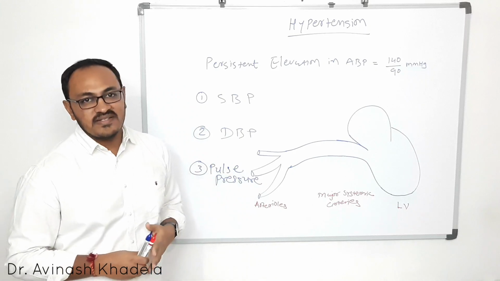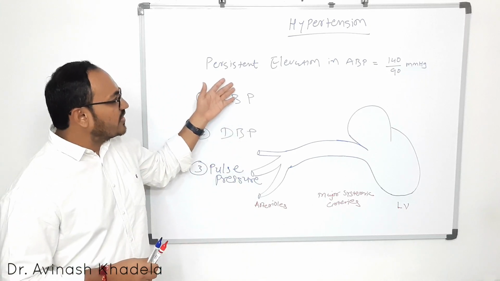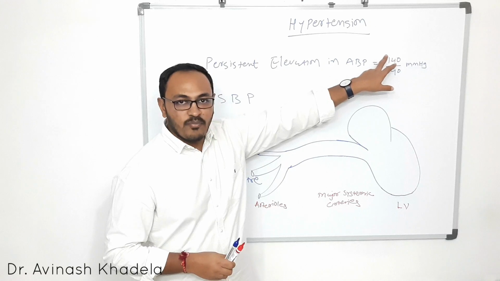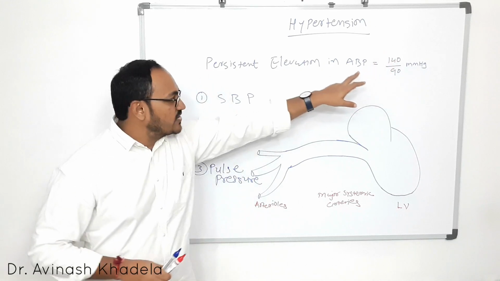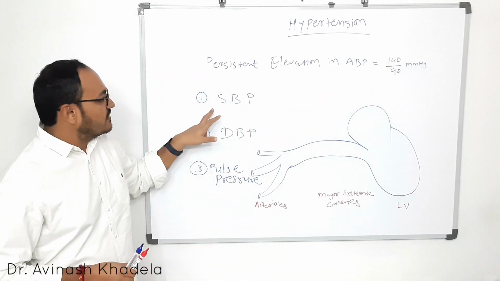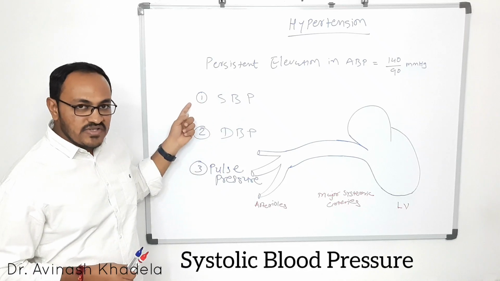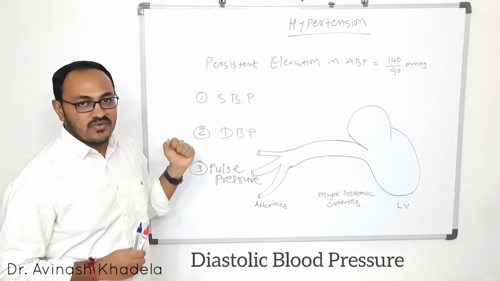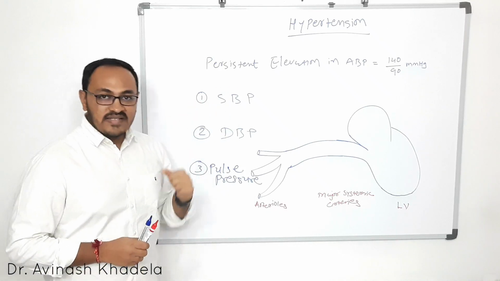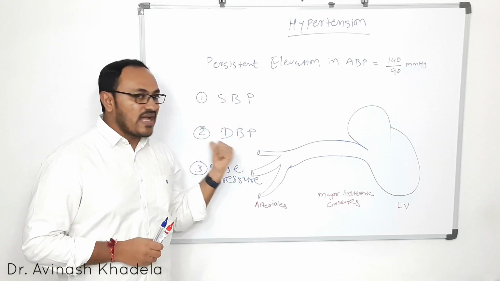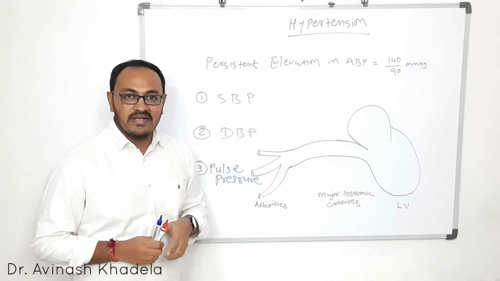Now, in order to understand hypertension, first of all, we need to understand the importance of these two values. One value reflects systolic blood pressure and the second value reflects diastolic blood pressure. So let us understand what systolic and diastolic blood pressure are using this schematic diagram.